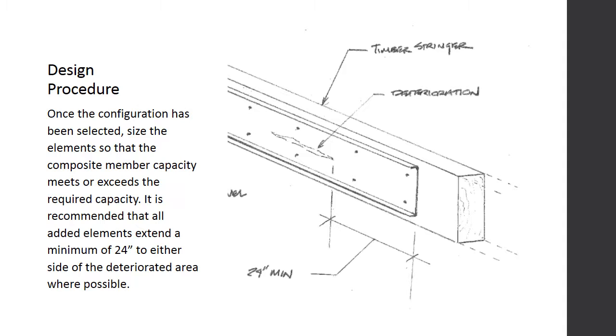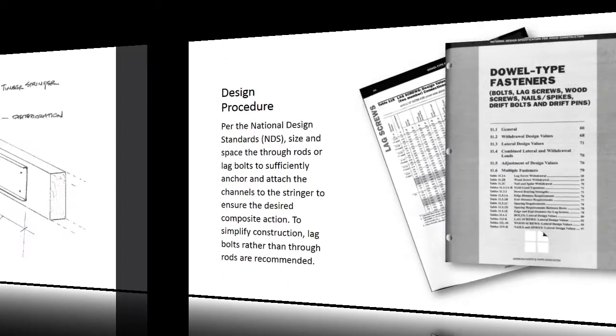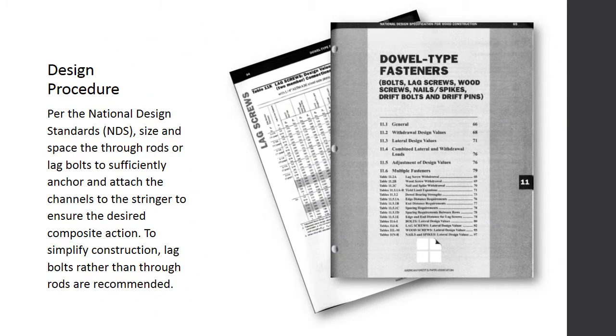Once the configuration has been selected, size the elements so that the composite member capacity meets or exceeds the required capacity. It is recommended that all added elements extend a minimum of 24 inches to either side of the deteriorated area where possible. Per the national design standards, size and space the through rods or lag bolts to sufficiently anchor and attach the channels to the stringer to ensure the desired composite action. To simplify construction, lag bolts rather than through rods are recommended.